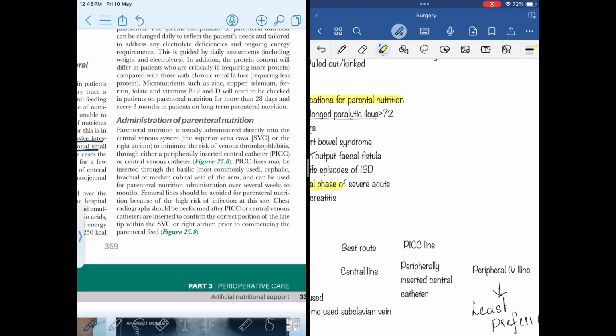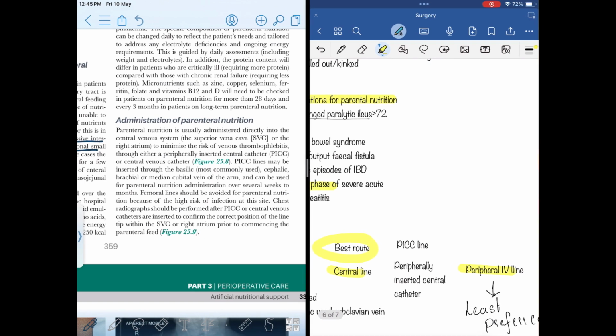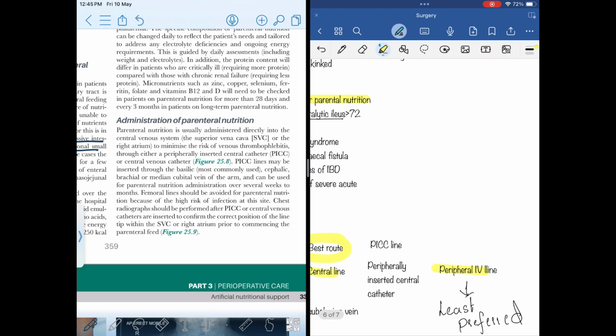So now what is the mode of administration? So the best route is a central line. We have also a peripheral IV line. So central line is the best route, and the peripheral IV line is the least preferred route. Why is this the least preferred route? This is because of increased risk of thrombophlebitis. Therefore, this is the least preferred route for administration of parenteral nutrition.